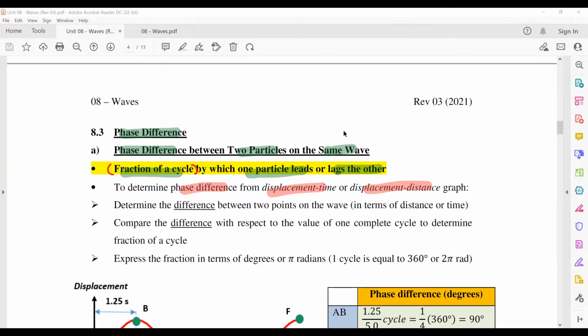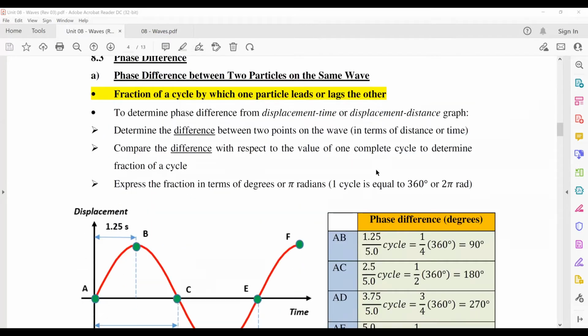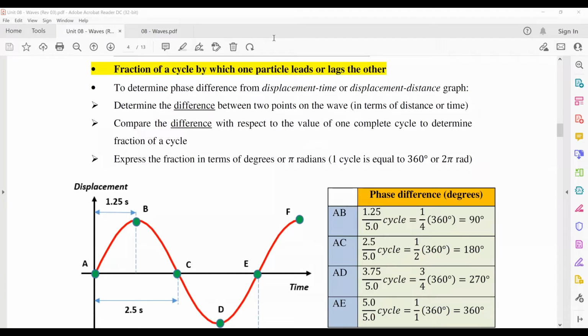So some of the steps that you will need to do when determining phase difference between two particles on the same wave will be following what I've just written here. What you just need to do is that you need to determine the difference between the 2 points on the wave. It could be in terms of distance, it could be in terms of time. It depends on what graph you were given. It will be in terms of distance if you're given a displacement distance graph. It will be in terms of time if you're given a displacement time graph.